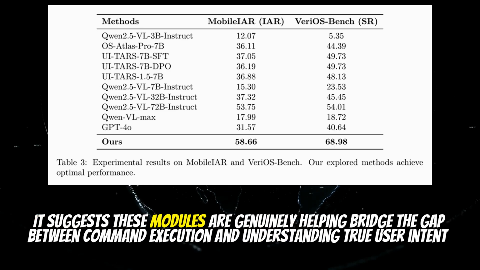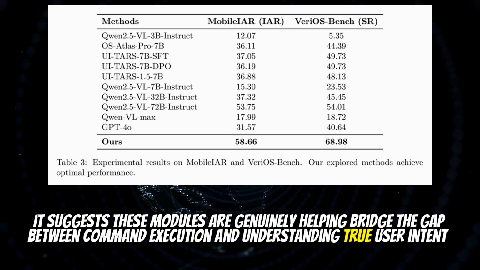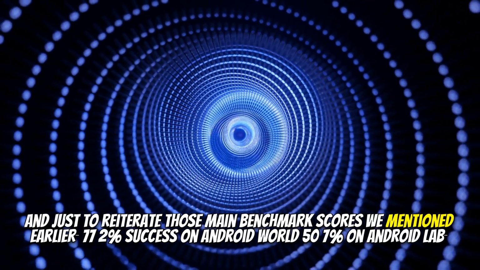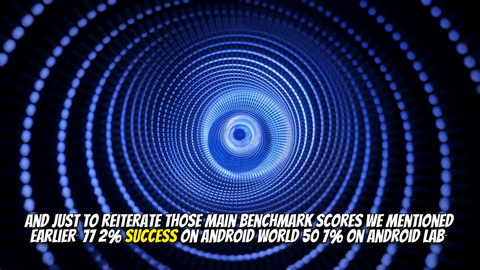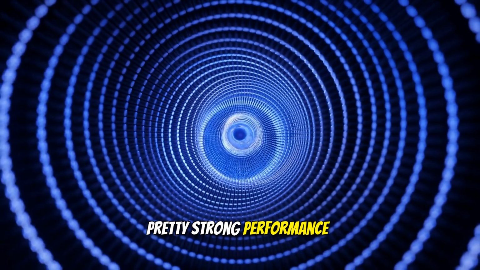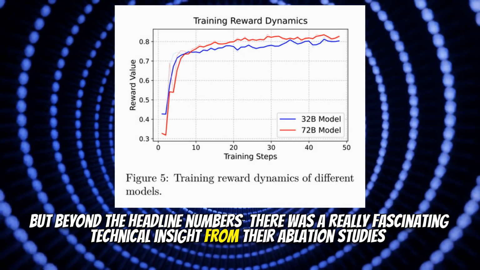It suggests these modules are genuinely helping bridge the gap between command execution and understanding true user intent. And just to reiterate those main benchmark scores we mentioned earlier, 77.2% success on AndroidWorld, 50.7% on AndroidLab, pretty strong performance. But beyond the headline numbers, there was a really fascinating technical insight from their ablation studies.